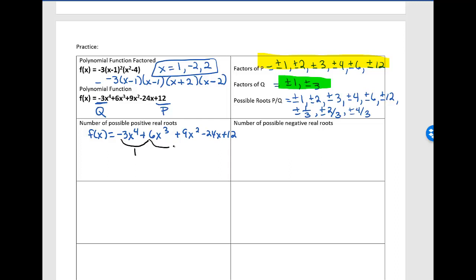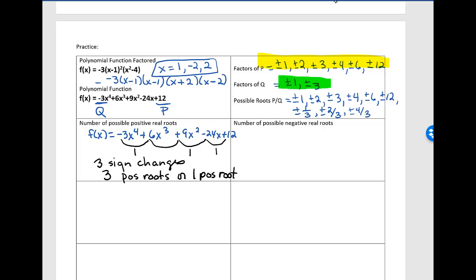Then we go positive to positive, which is not a change. We go positive to negative, that's another change. And we do negative to positive, which is another change. So we have 3 sign changes for positive roots. And remember, imaginaries come in pairs. So either we have 3 positive roots or 1 positive root. And we can't go down lower than 1 because we'd go into the negatives.